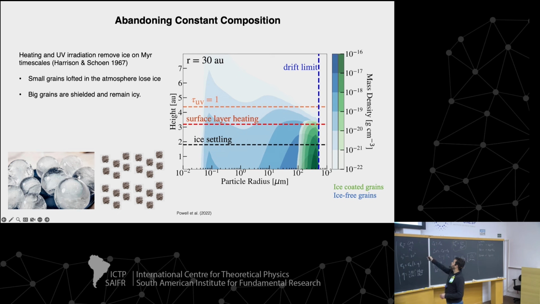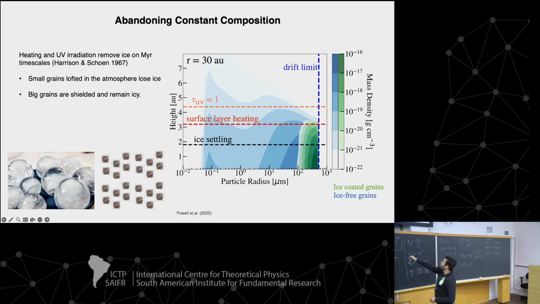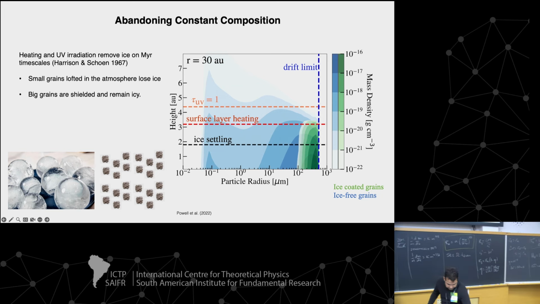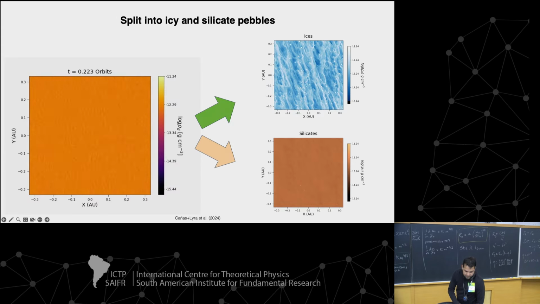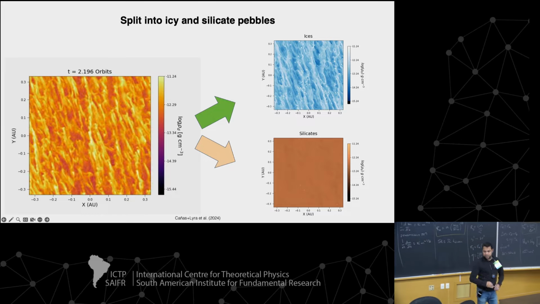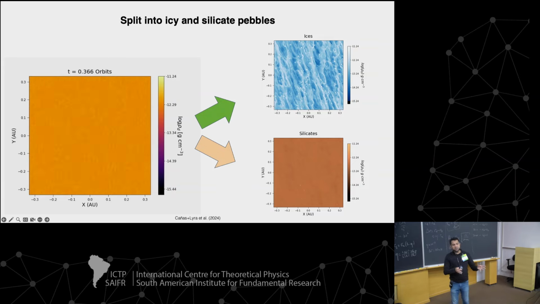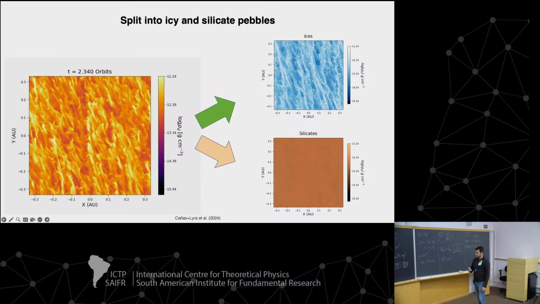Right? So here you see in green the ice-coated grains, and in blue the ice-free grains. The large grains can settle with ice, and the small grains can get their ice removed. Right? So you end up with this bimodal composition. So what happens if you do a streaming instability calculation with both ice and silicate? Large objects are icy, right? Big grains are icy, small grains are not.